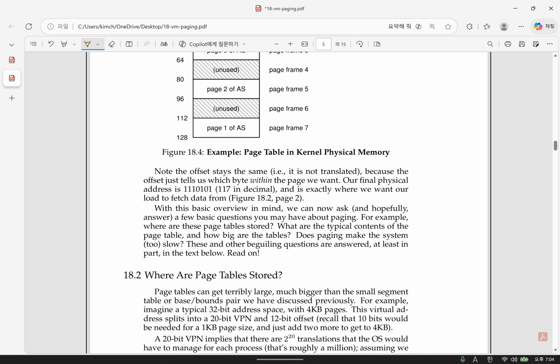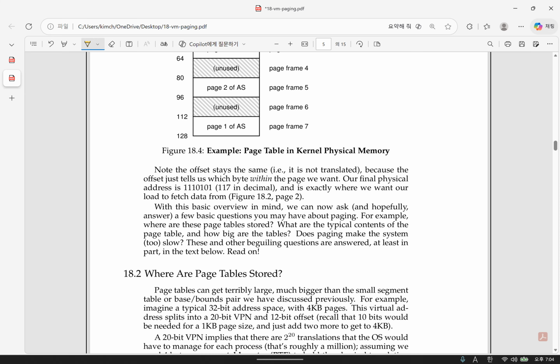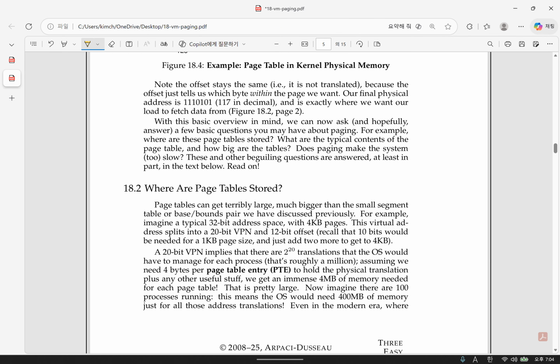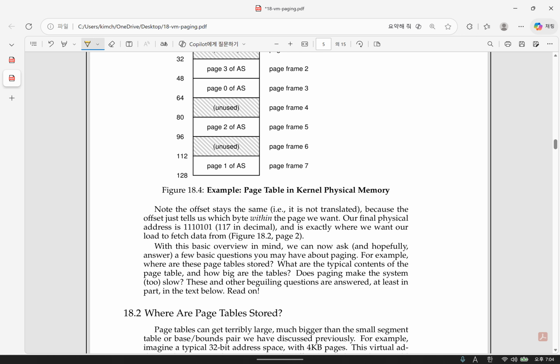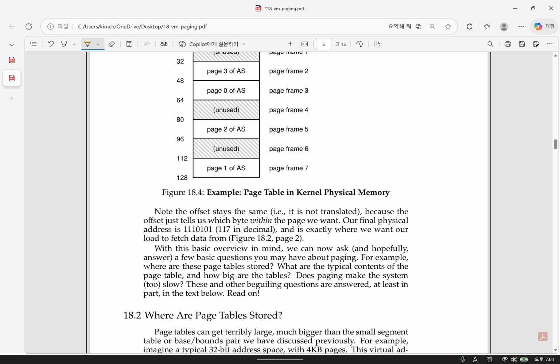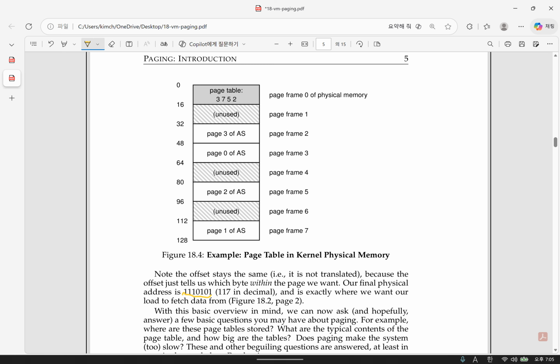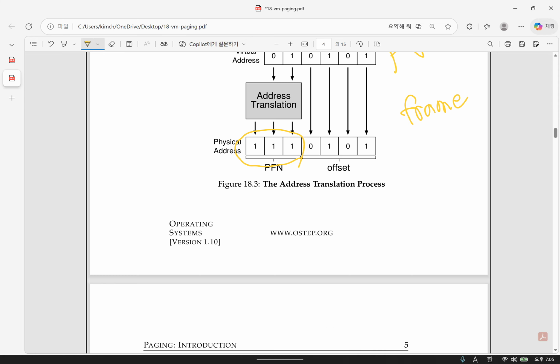Note the offset stays the same because the offset just tells us which byte within the page we want. Our final physical address is this, and is exactly where we want our load to fetch data from.